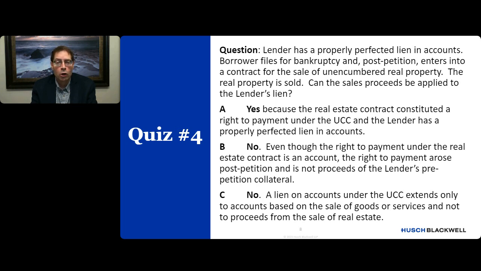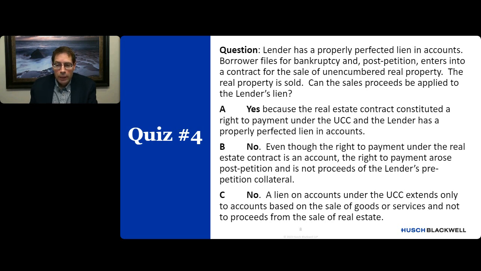Option B is no, even though the right to payment under the real estate contract is an account, the right to payment arose post-petition, and it's not proceeds of the lender's pre-petition lien. Or C, a lien on accounts under the UCC extends only to accounts based on the sale of goods or services and does not extend to proceeds of real estate. Okay, tough questions here. So think to yourself, A, B, or C. What's the answer? Well, let's see.